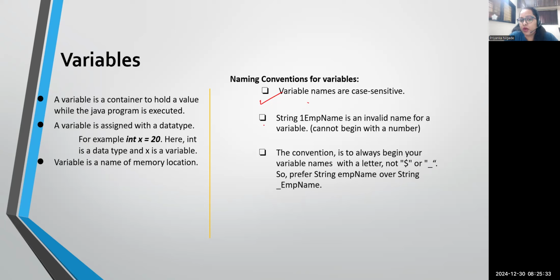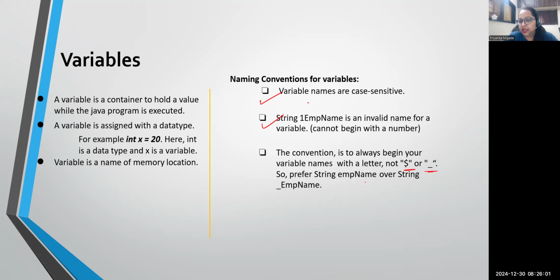String 1 employee name is an invalid name. Rather, you should write employeeName, then you can pass a number, that is okay. Employee name 1, something like that you can write. But do not start your variable name by writing a number first. As per the convention, always begin your variable name with a letter, not with special symbols like dollar and hyphen.